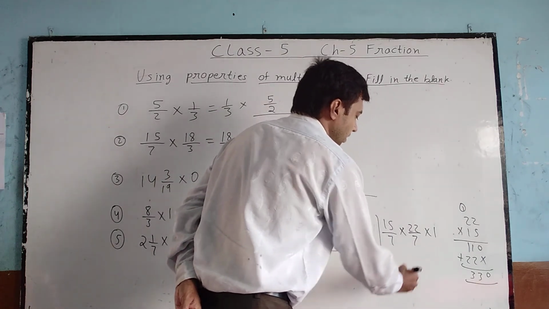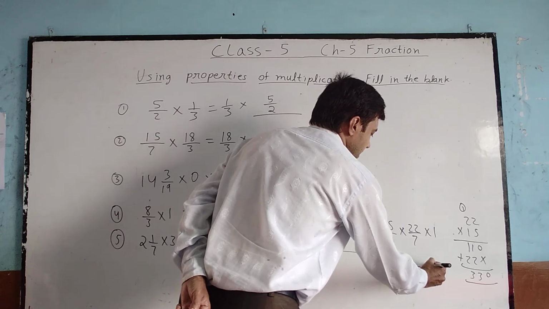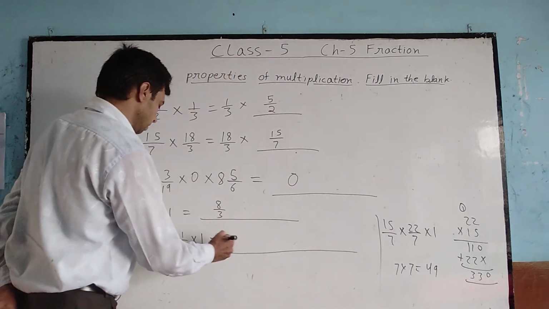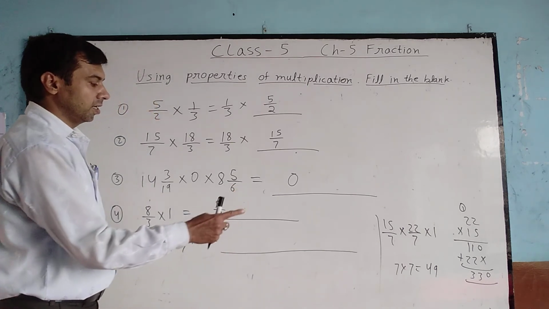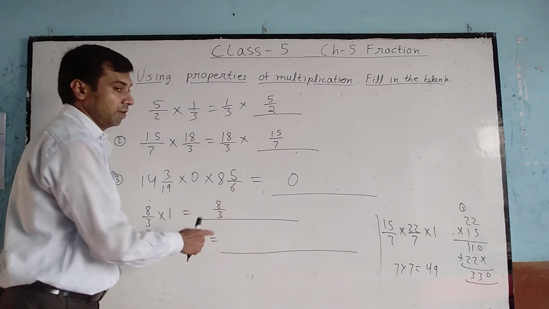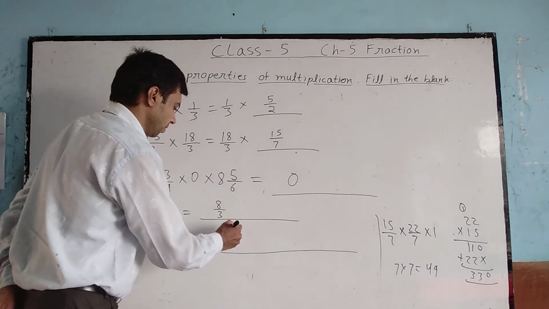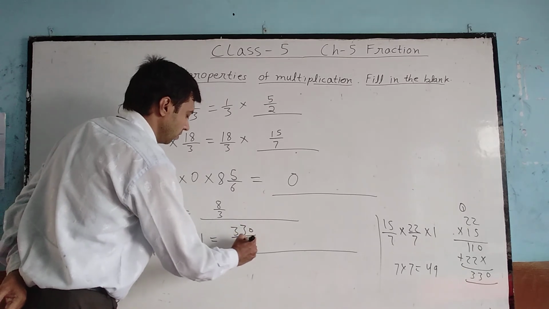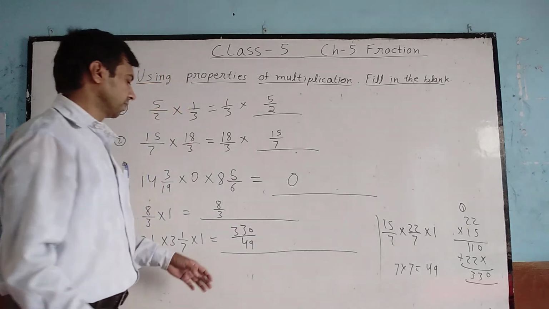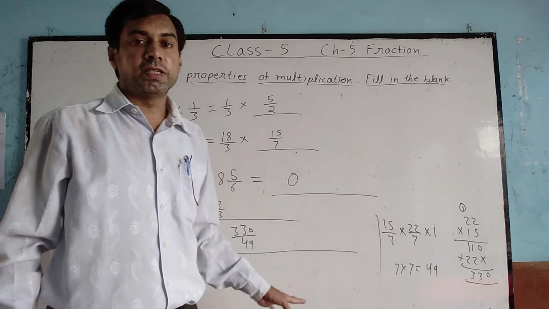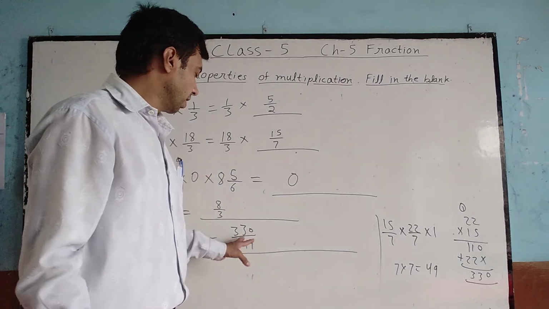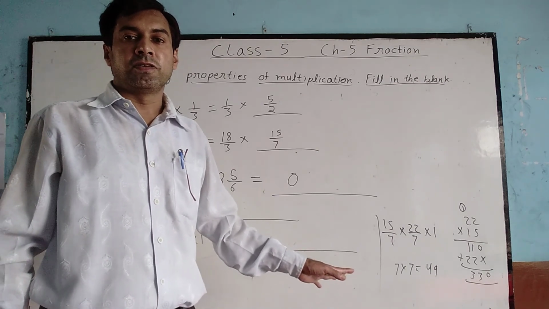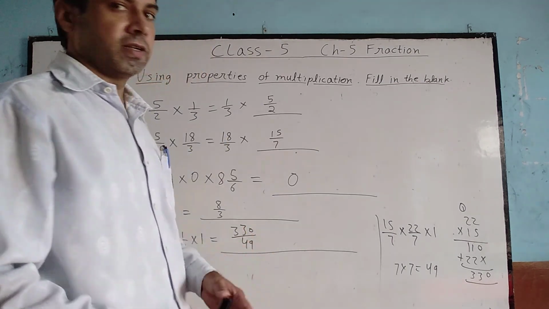7 multiplied by 7. Students, 7 sevens are 49. So what is our answer? Now this 330 upon 49 multiplied by 1, we get the same 330 upon 49. We can convert this improper fraction into a mixed fraction, students. So in this way we solve this.